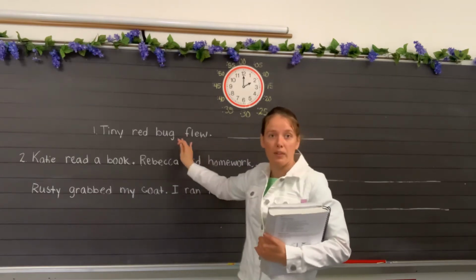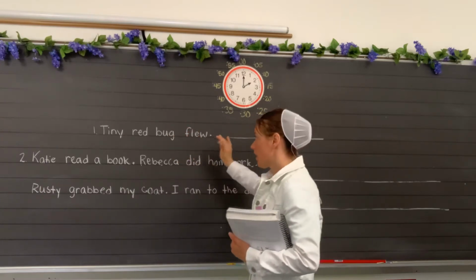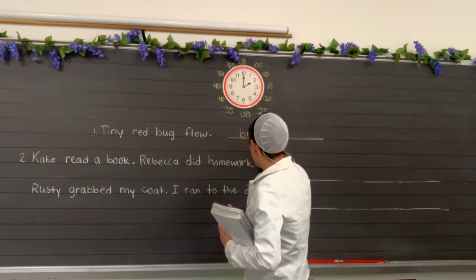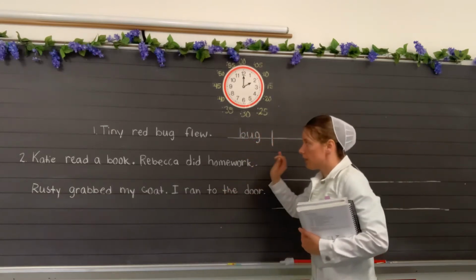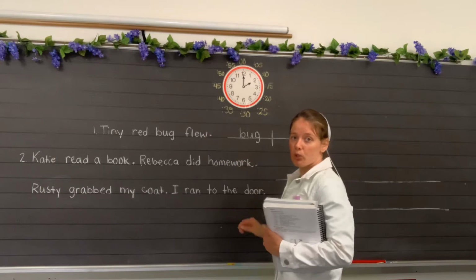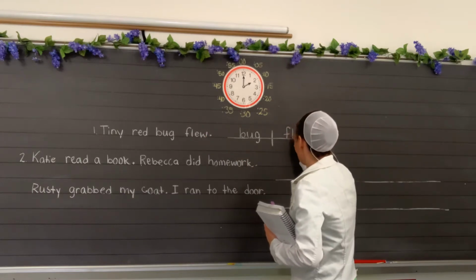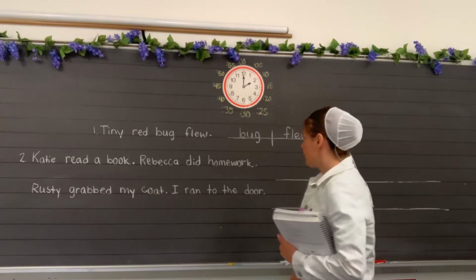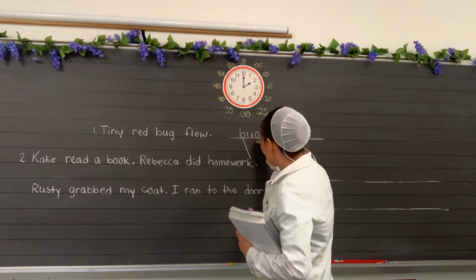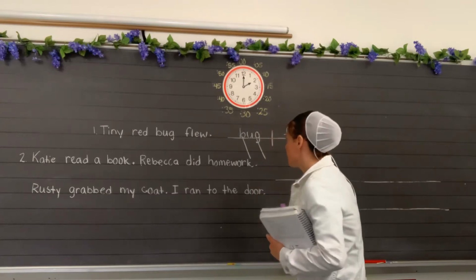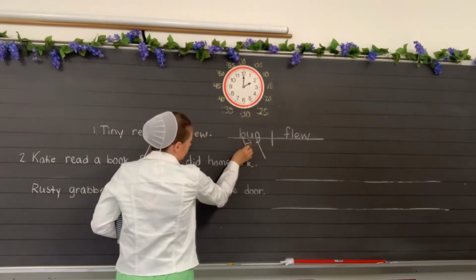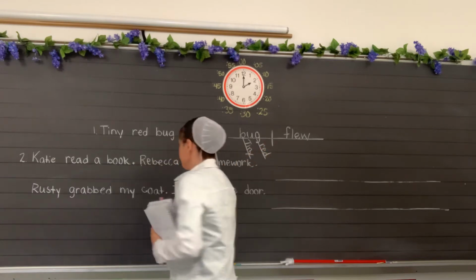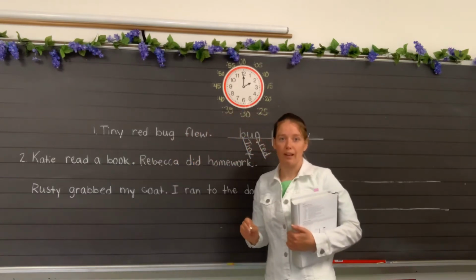So the nouns name person, place, or thing. So the noun is bug, and nouns always go on the left of the diagram. And then we have the verb is flew, verbs show action, so flew goes over on the right side of the diagram. And then tiny and red come underneath the noun, so we will put them in slanted lines underneath the noun. Okay, like that. Now we have our sentence diagram.